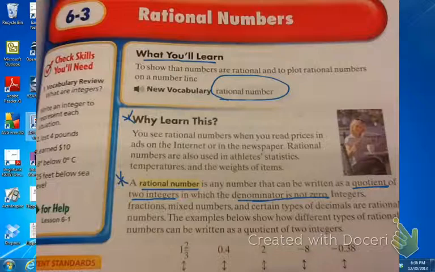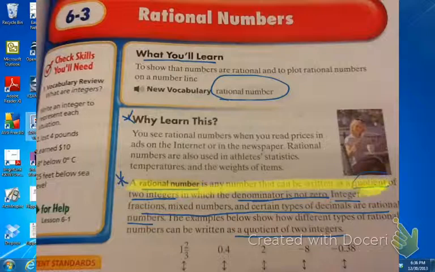And basically it's any number where the answer is a decimal that stops. Irrational numbers, the decimal goes on forever, like the number pi. Alright, so back here, integers, fractions, mixed numbers, and certain types of decimals are rational numbers. And the examples below show how different types of rational numbers can be written as that quotient of two integers. So when you are writing the definition, I'm gonna erase this. You're gonna just write this first sentence. You're gonna stop at this period here.